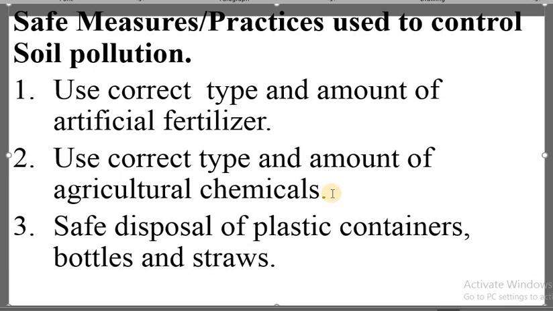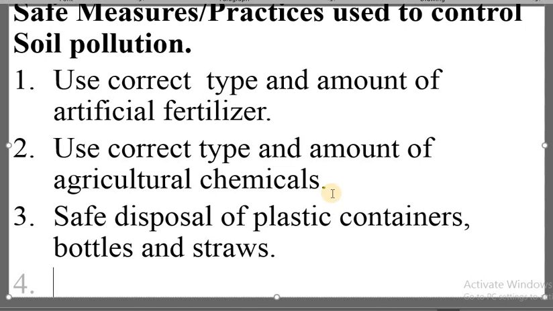These are the things that are in high numbers when it comes to unsafe disposal in the garden. You'll find most there are bottles, there are straws and containers. So farmers should consider that this throwing of plastic containers in the garden is unsafe. So the correct measure here is to come up with a safe way. Of course, that's disposal of plastic containers, bottles and straws.